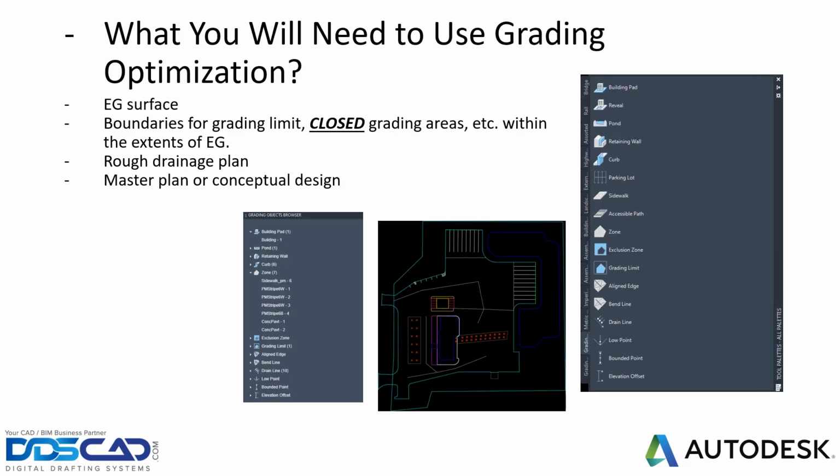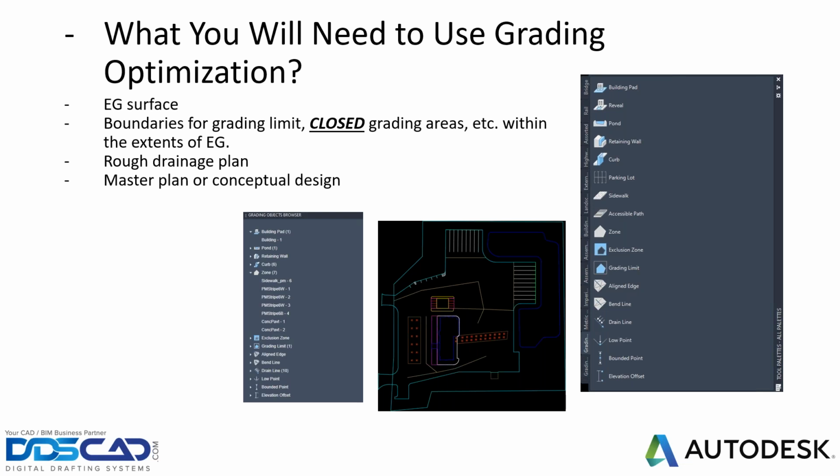So what do you need to actually use grading optimization? First of all, it's not magical. You have to have an existing ground surface, and that could be LiDAR, or a surface you got from a model builder and InfraWorks, and then you can use it in CAD. Just import the InfraWorks model if you want it in there. But you have to have a surface. It doesn't just guess where you are in the world.